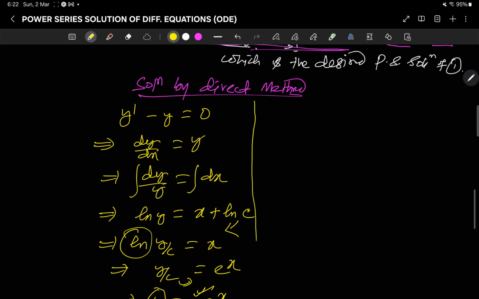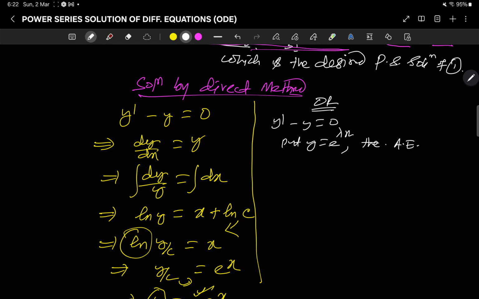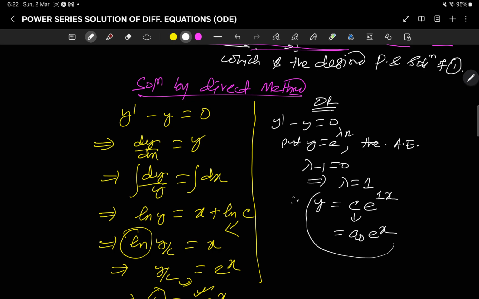Now in the other method, alternatively, if I have y dash minus y is equal to 0, put y is equal to e to the power lambda x. The auxiliary equation becomes lambda minus 1 is equal to 0, so lambda is equal to 1. Therefore y is c e to the power 1x. If I write c is equal to a0, I write a0 e to the power x. Is it not my solution?